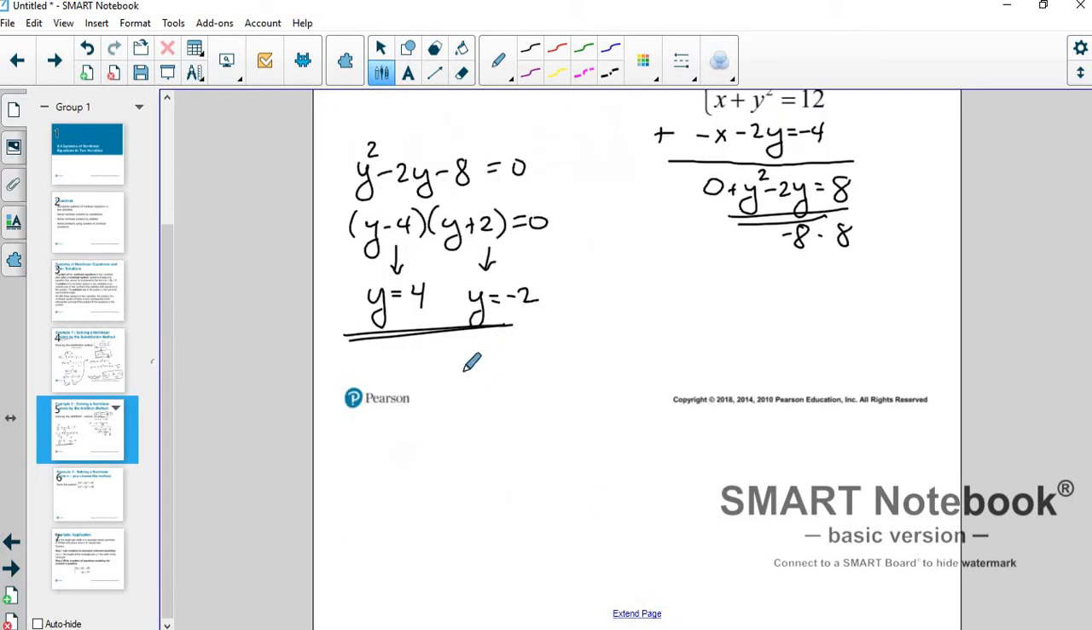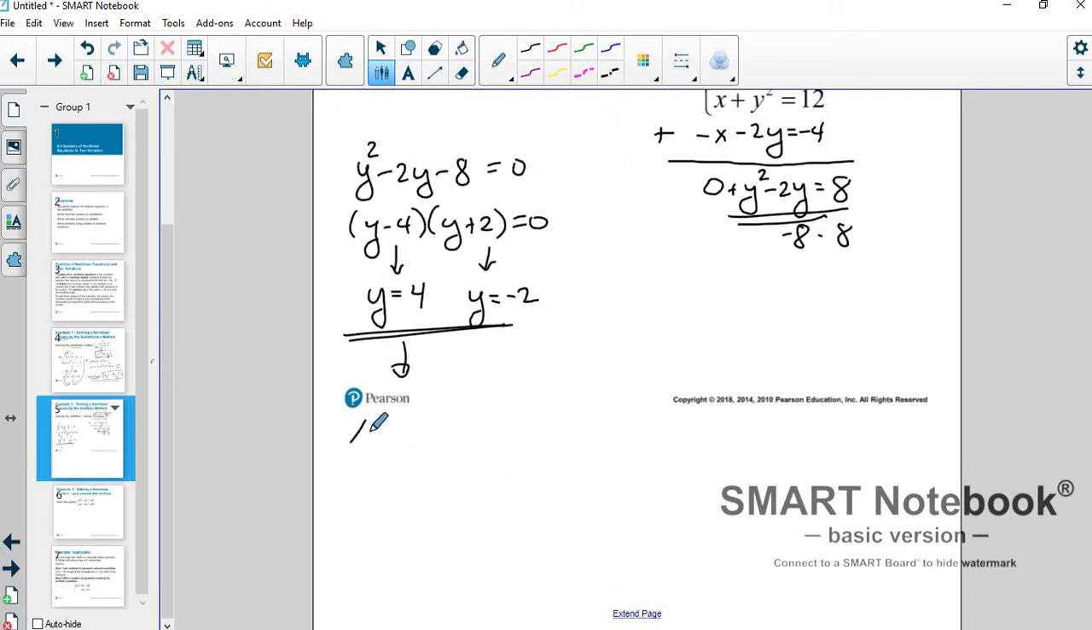So when we substitute back in, x plus 2y equals 4. Alright, so we substitute 4 in, we get x plus 8 equals 4. And so x equals -4. So when y equals 4, x equals -4, that gives us the point (-4, 4).